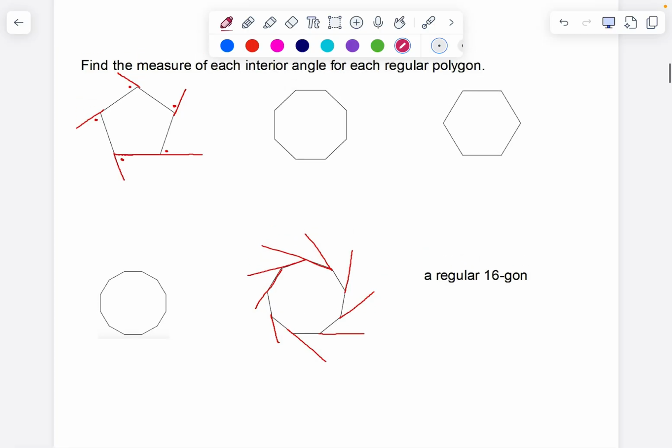Okay, let's talk about exterior angles then. First of all, exterior angles are just angles formed when we extend a side. So I just extended that side. We're talking about that angle there. Okay? So extending one of the side lengths makes an exterior angle.